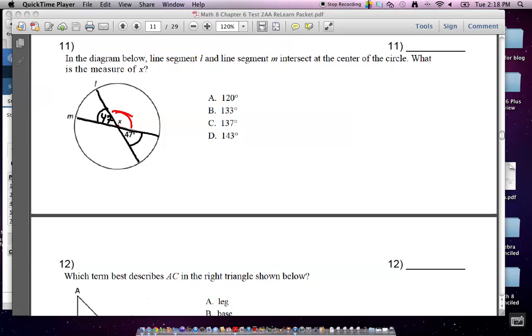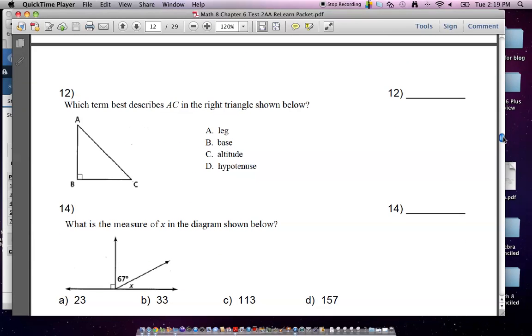What I have to keep in mind is that this X here is adjacent to 47. Adjacent means next to. And if you notice, together they make a straight line. A straight line is, you can notice by how I'm drawing here, a half a circle. If a whole circle is 360 degrees, a half a circle is 180. So to get X, I have to do 180 minus 47, and that is 133. So the answer to number 11 is choice B, 133 degrees.